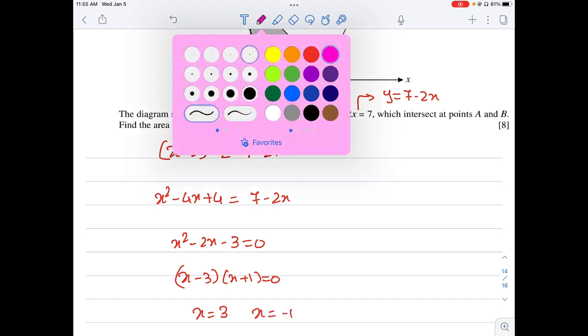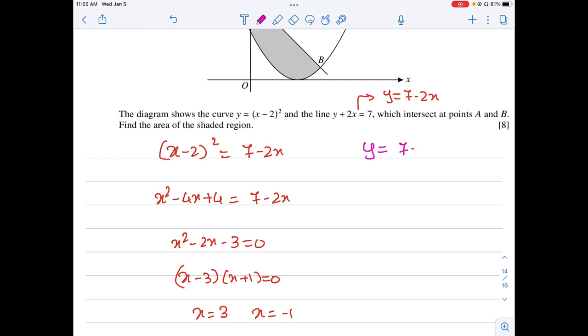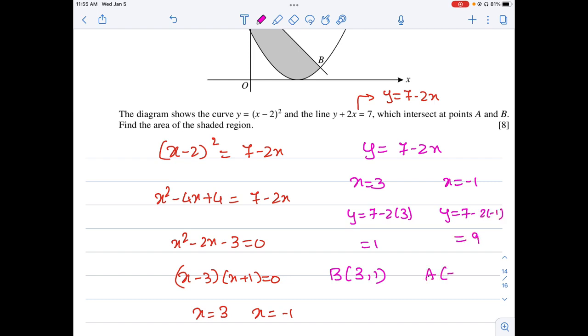So I should be getting the y values also, but y is 7 minus 2x. If x is equal to 3, y is equal to 7 minus 2 times 3, which is 1. So 3 comma 1, which will be the point B. And if x is equal to negative 1, y is equal to 7 minus 2 times minus 1, which is 9. So A will be minus 1 comma 9. I got A and B. Find the area of the shaded region.